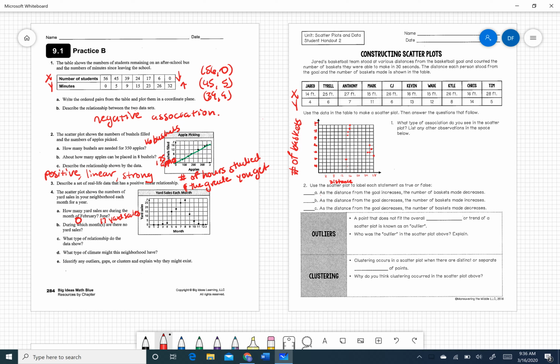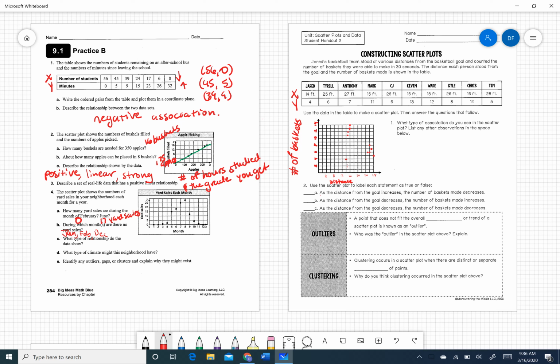Okay. So during which month or months are there 0 yard sales? If we look across here, we can see there's 0 yard sales at the first month, the second month, and then it looks like there may be 1 during November, but then there's 0 again in December. So I would say January, February, and December. I'm just looking across here at 0 to see which month has 0 yard sales.